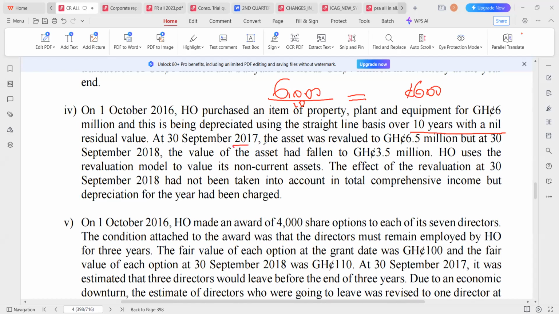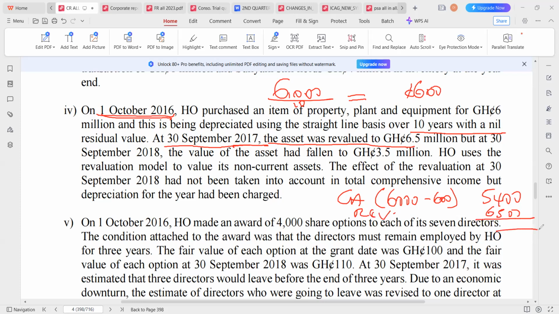At 30th September 2017, how many years? This is 1st October 2016 to 30th September 2017. How many years? That should be 1. So find the current amount of the item. Current amount will be 6,000 minus the 600. That will be 5,400. That's all. On that date, the asset was revalued to 6,500. So this is the revalued amount or fair value.